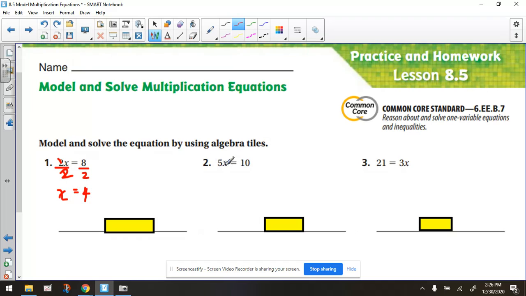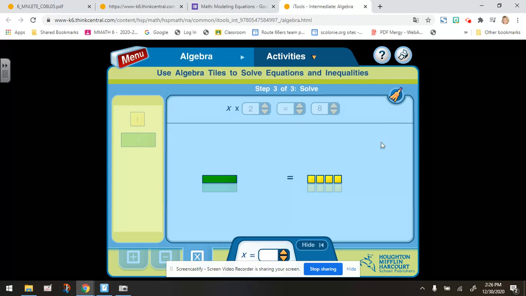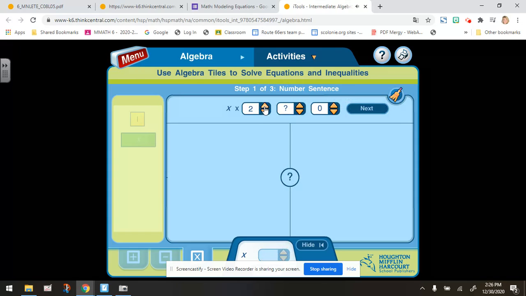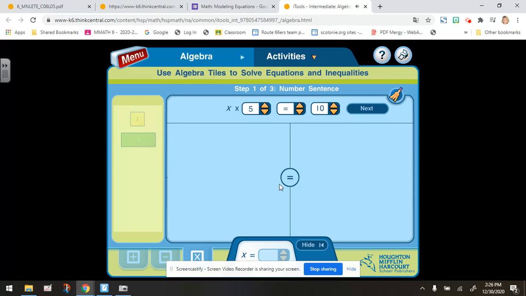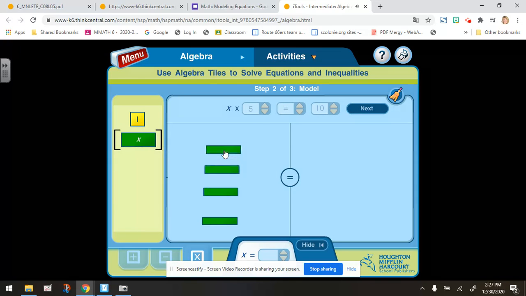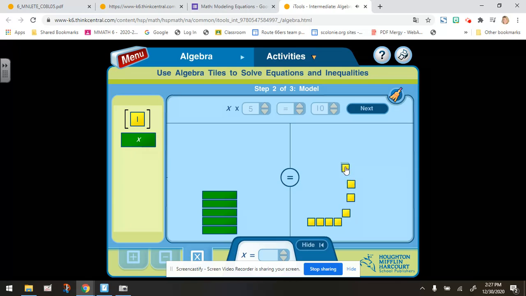All right, if we look at the next example, they give us 5x equals 10. So let's take a look at that. Let's clear this. So we're multiplying 5 with the x, and we're getting 10. All right, so the next step is to grab our 5 x's. 1, 2, 3, 4, 5. And over here, we're going to grab our 10. See how many that is? 1, 2, 3, 4, 5, 6, 7, 8, 9. Looks like one more, 10.